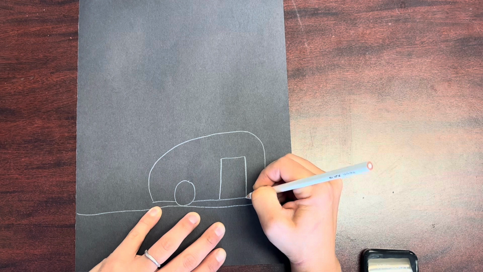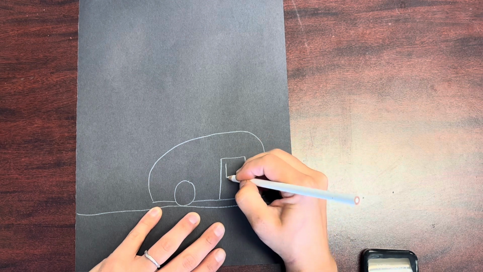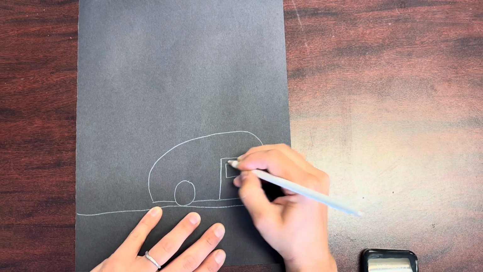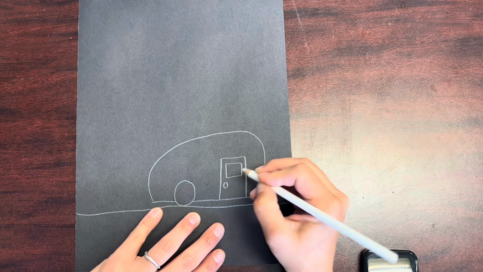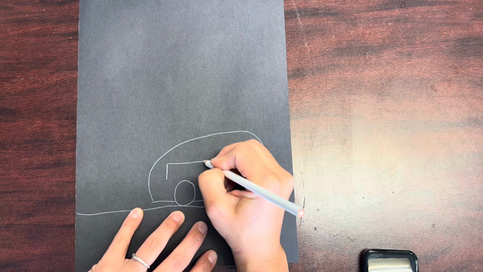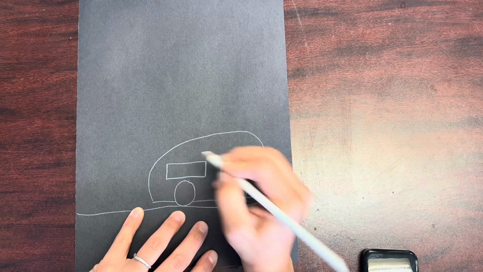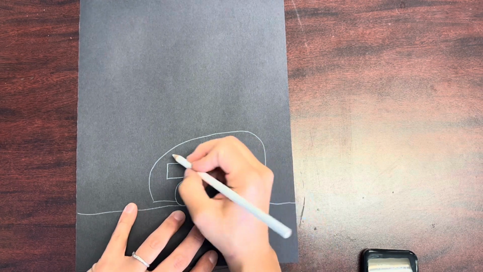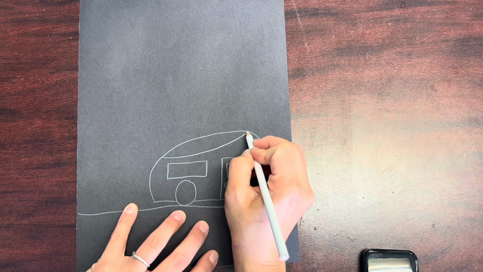Next, I'm using straight lines or a rectangle to draw the door of my camper, a square inside the door for a window, and a circle for the doorknob. On the left side, another rectangle for a window, and a triangle banner on the top.